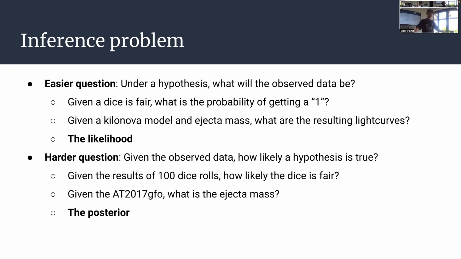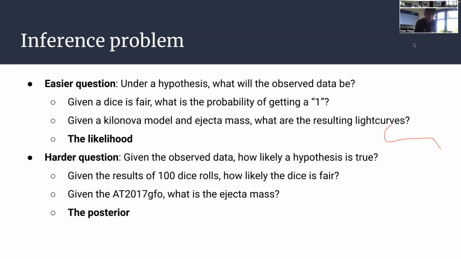Nothing special, super simple. Or a bit harder: if I have a kilonova model and I have some parameters, let's say the ejecta mass, what would be the resulting light curve? Of course, it will be harder, but still it's doable. We have models and we just plug in the numbers and we get the light curve. And this part, the so-called easier question, is mostly what we refer to.